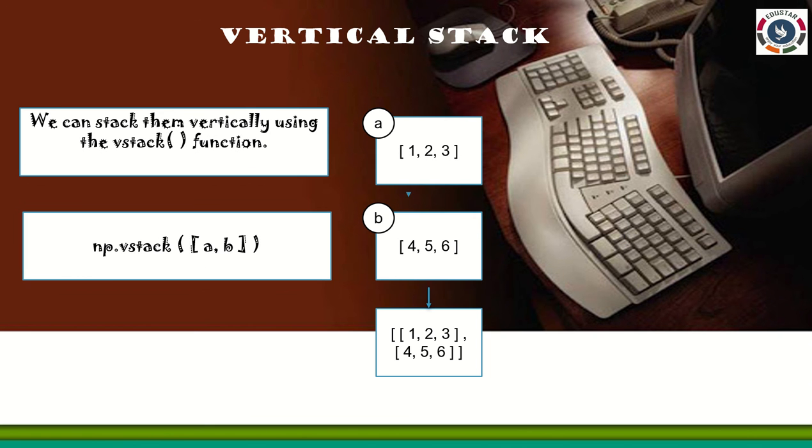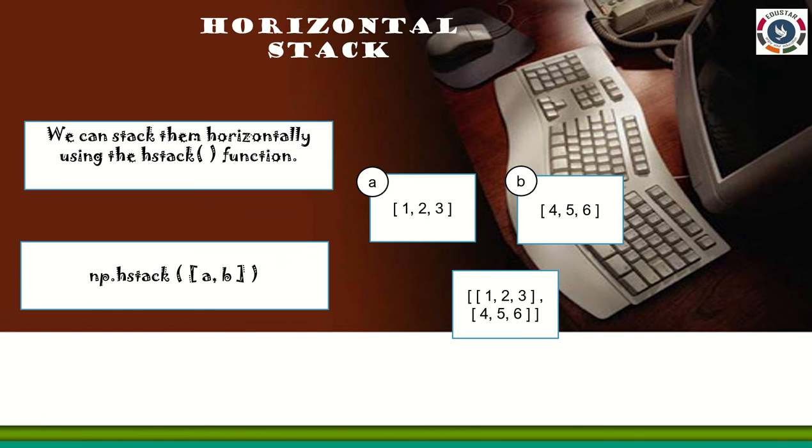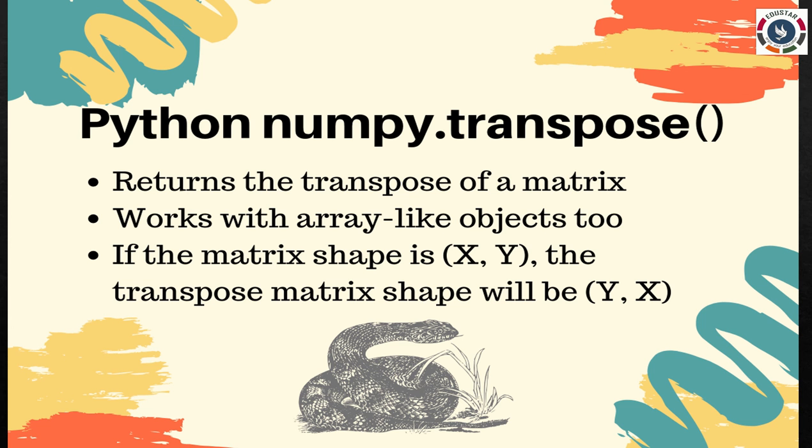If you want to print the values in vertical order, we use the vstack. If you want to print the values in horizontal order, we use the hstack. And then next we are going to see the transpose of a matrix.